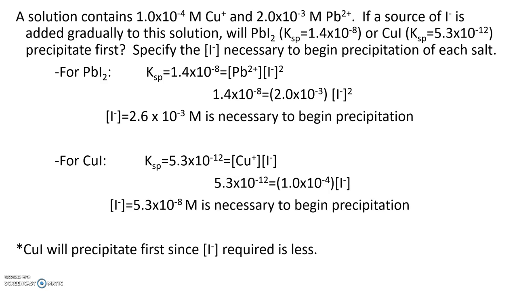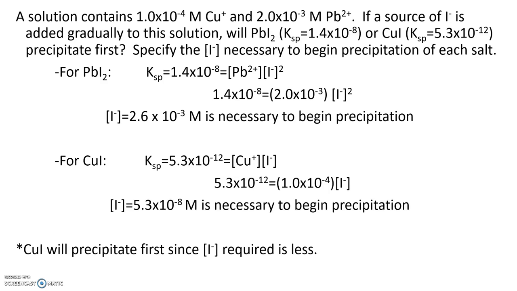This slide seems a little bit random, but it's looking at comparing your Ksp values to see which precipitate is going to occur first. And so that relates to your selective precipitation a little bit. You will have to do one of these calculations on your test, and I have seen them before on the AP exam. And so we will do more in class, but I'm going to walk you through this example.